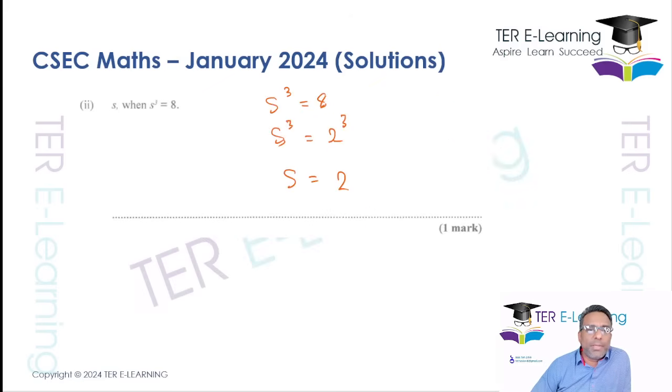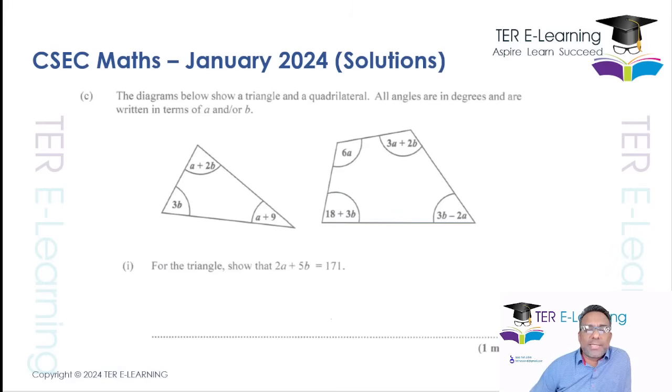Right, that was part B. Right, this is part C. So the diagram shows a triangle and a quadrilateral. All the angles are in degrees and are written in terms of A and/or B. So for the triangle, we want to show this.